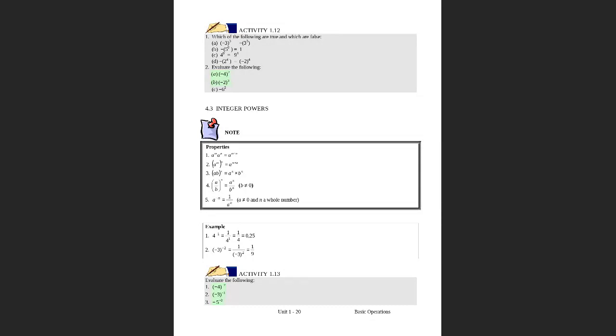Now our next topic is indices. At times this topic is challenging, and it is also one thing that becomes problematic for most of you. Before you can do indices, you first need to understand the rules clearly. All these rules you see here, you must understand them clearly.